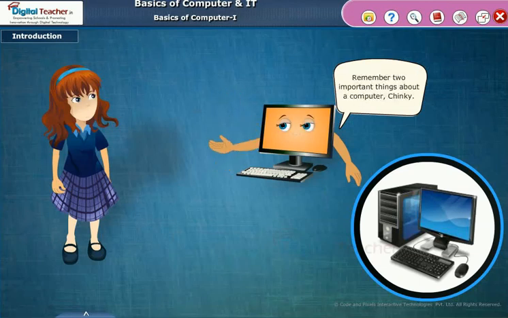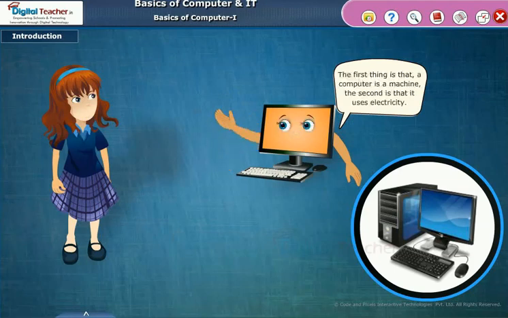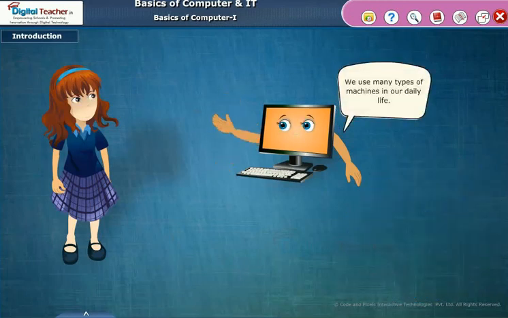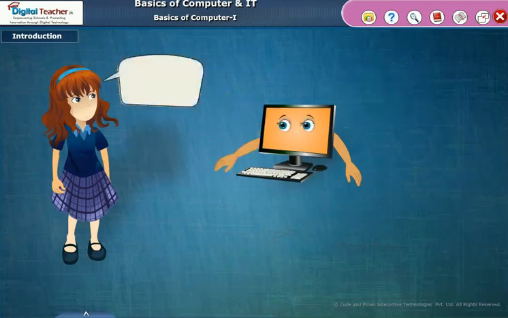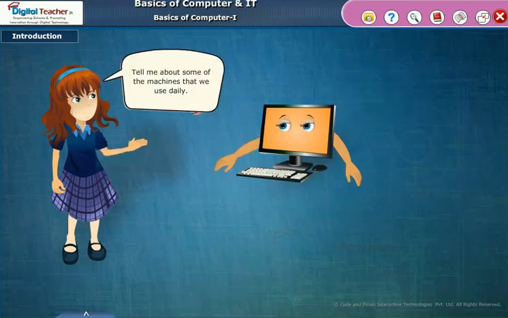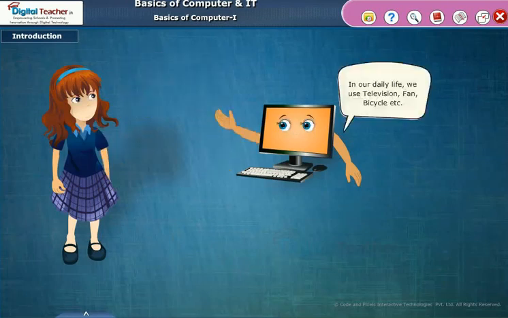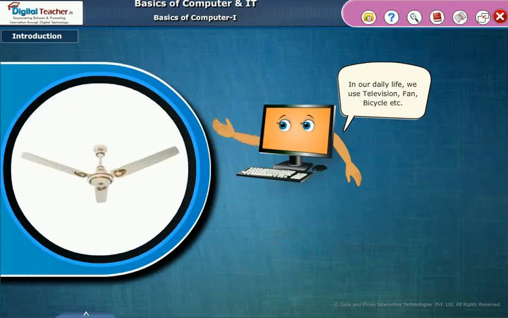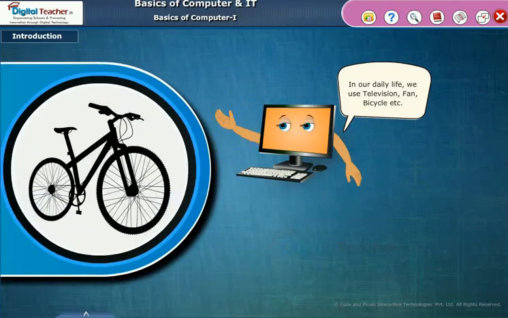Remember two important things about a computer, Chinky. The first thing is that a computer is a machine. The second is that it uses electricity. We use many types of machines in our daily life. Tell me about some of the machines that we use daily. In our daily life, we use television, fan, bicycle, etc.